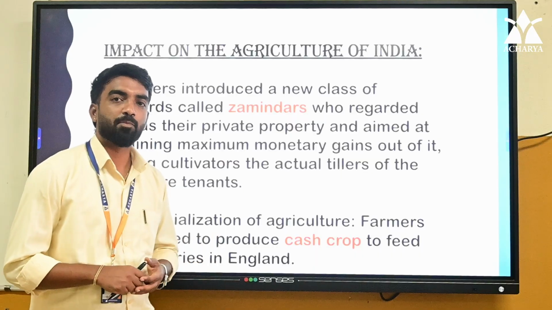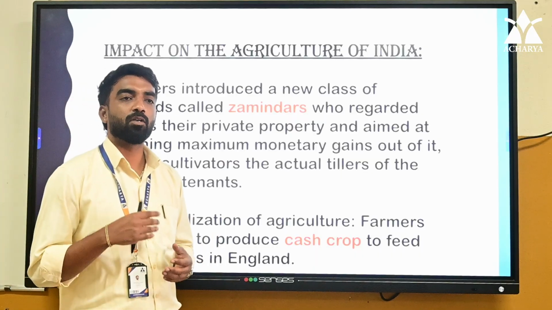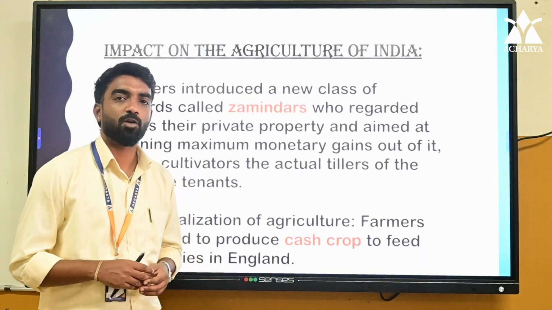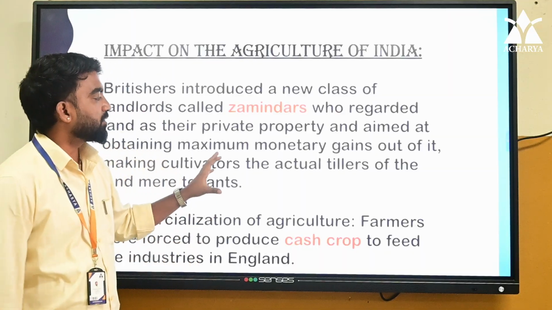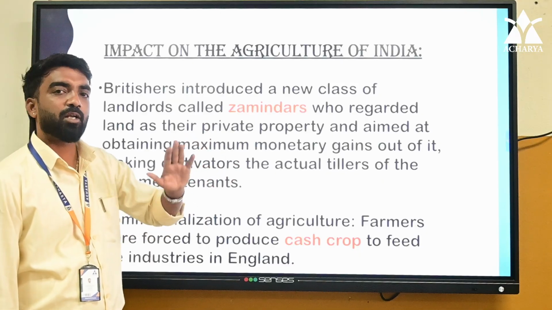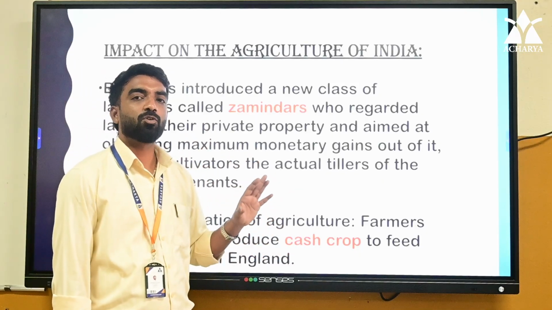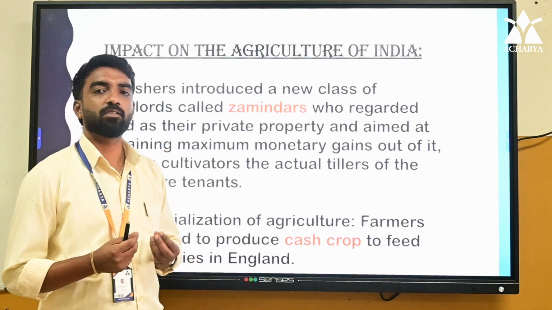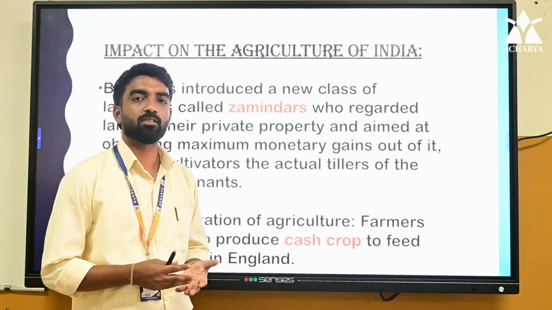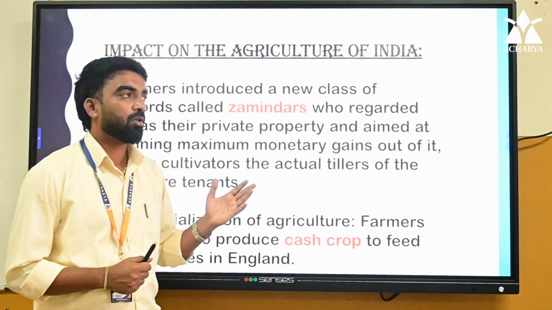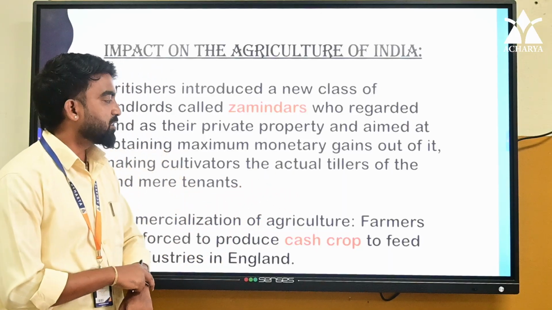There was a system called Teen Katia system, against which our Mahatma Gandhi also fought. That means if you have 20 acres of land, 3 acres, or 3 by 20th part of your land, should be grown only indigo. Indigo is used for dye. Your blue jeans, that is used by indigo. Indigo is used to make your jeans blue.